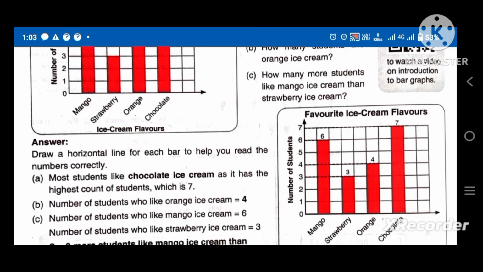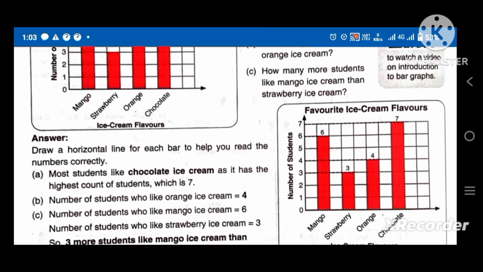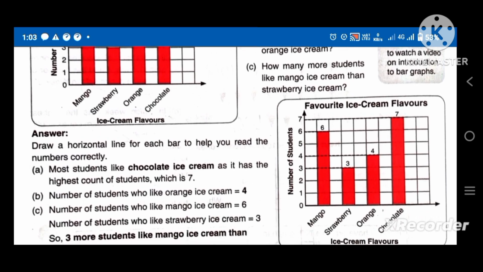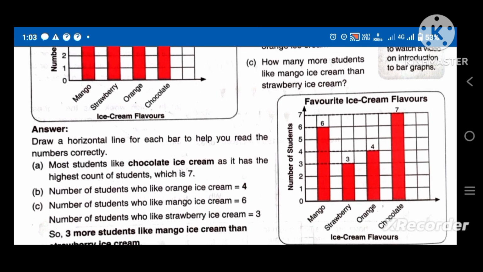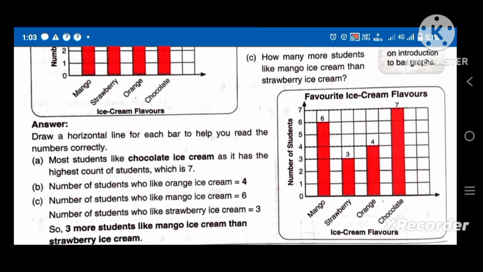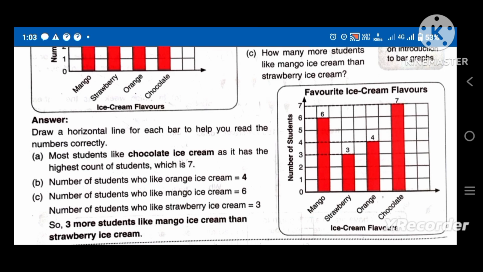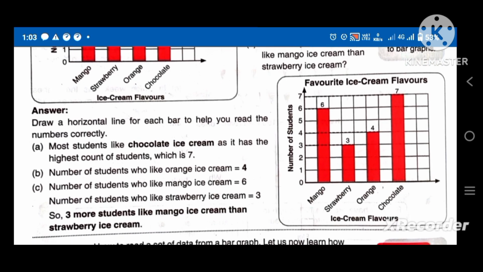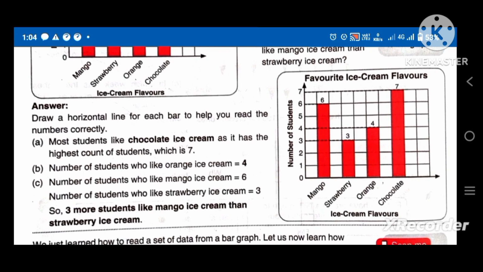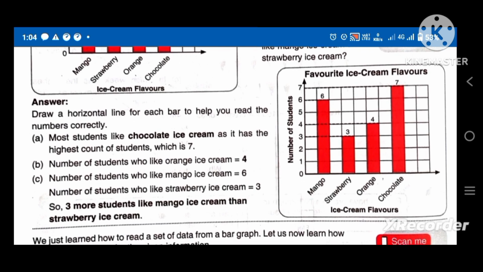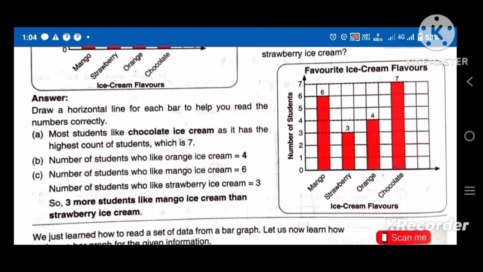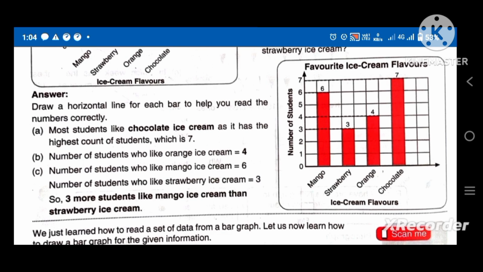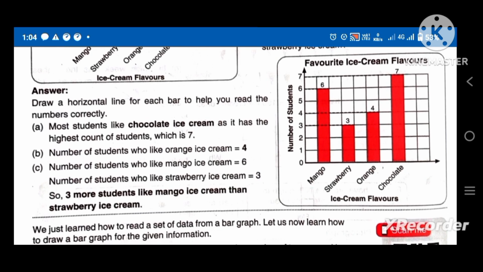3 students. Answer: draw a horizontal line for each bar to help you read the numbers correctly. A. Most students like chocolate ice cream as it has the highest count of students, which is 7. B. Number of students who like orange ice cream is equal to 4.